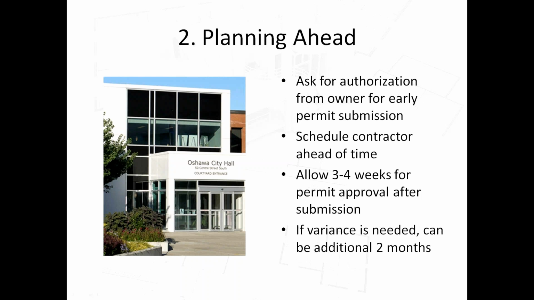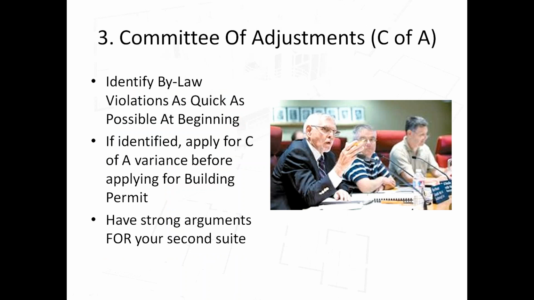Most of the time, we are able to identify if there is a bylaw violation, such as a parking issue. But sometimes something pops up that is very obscure in the bylaw that we didn't know about, and then at that point we have to apply. There's nothing we can do in that case. But if you can identify it, then it's good to apply for the variance first, and once that passes, then you submit your building permit. So we talk about identifying them as quickly as possible and doing them before the building permit.